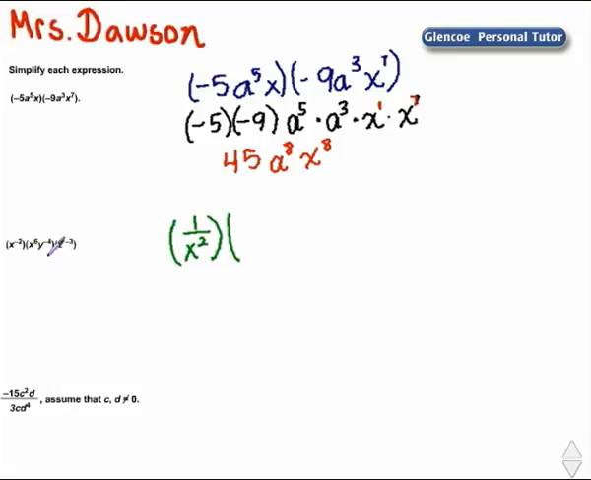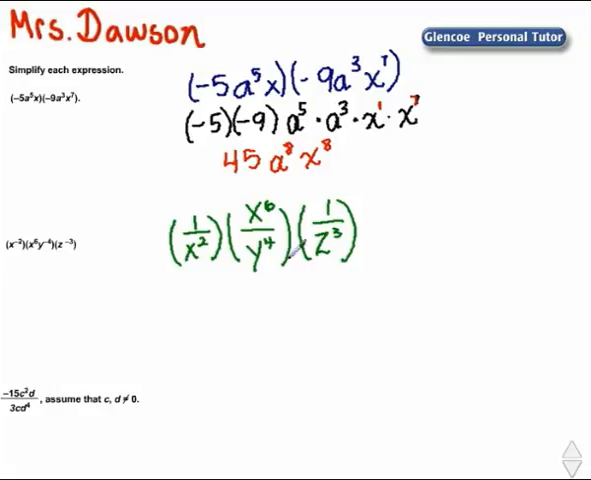X to the 6th times y to the negative 4th is x to the 6th divided by y to the positive 4th power. Z to the negative 3rd power is 1 divided by z to the positive 3rd power.